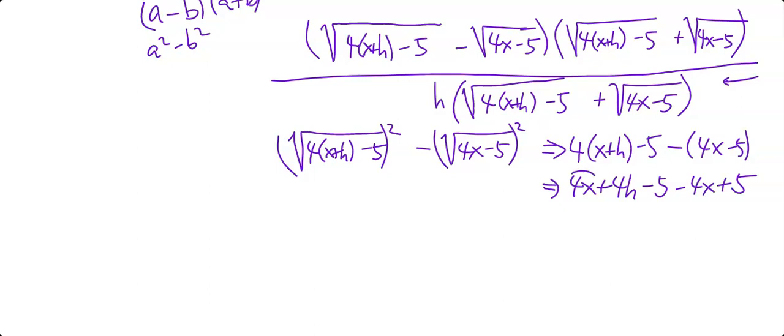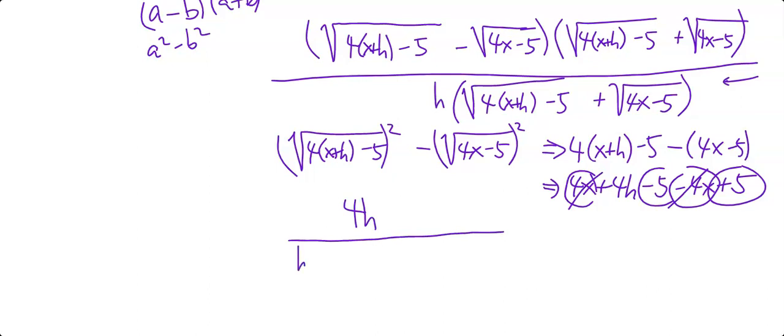And we got some cancellation there and there, there and there. So what I have left is 4h over h times the square root of 4(x plus h) minus 5 plus the square root of 4x minus 5. And this is something you don't want to get in a hurry when you're copying things, because that's where mistakes are made. Just take your time, just make sure it's copied correctly.